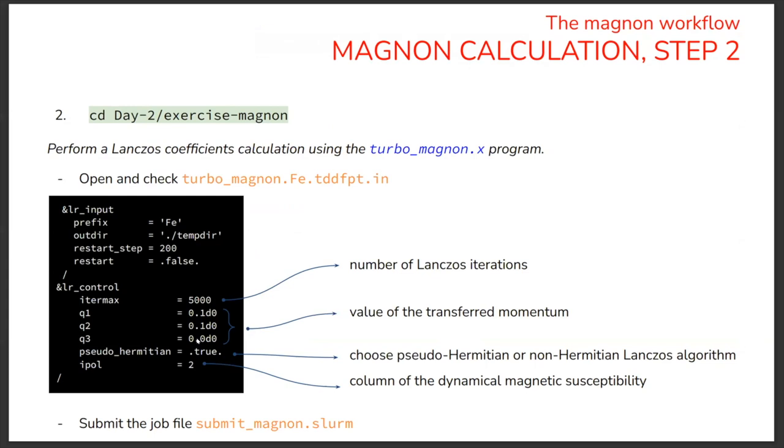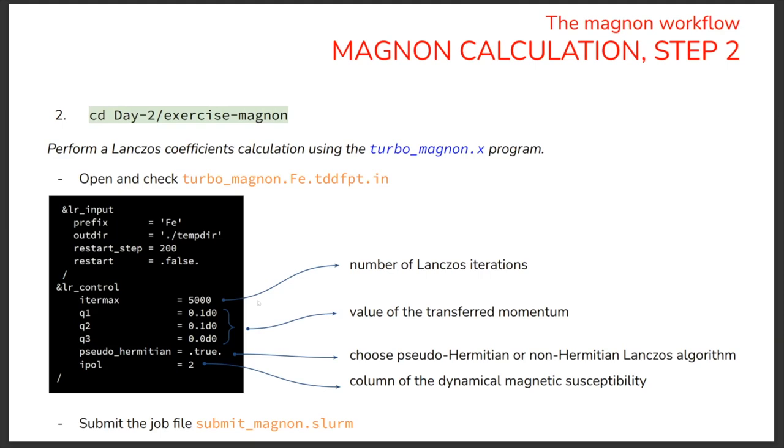Moreover, here we have two more options, which are pseudo_hermitian true, which was actually used also in the previous case and is the default. Just to remark that here it's important to use the pseudo-Hermitian algorithm. You get a factor of two, which for this slow calculation is a lot. And ipol is actually the direction of the external magnetic field. If it's two, it's Y. If it's three, it's Z. If it's one, it's X. So in this case, we are computing the Y column of the spin-spin susceptibility.